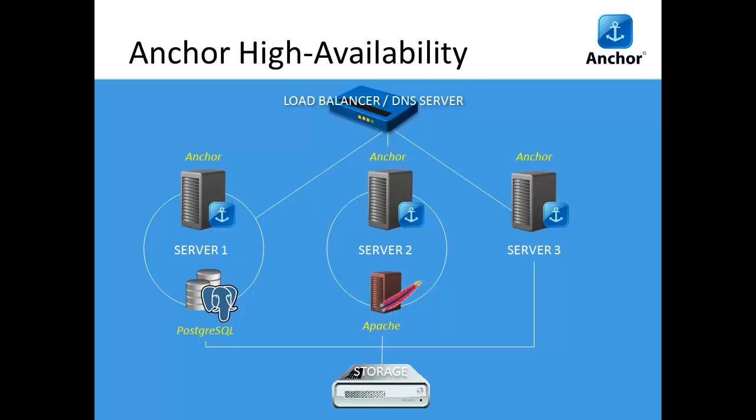For this demonstration, we'll be setting up 3 Anchor servers. We're going to begin by installing Anchor and PostgreSQL on server 1, Anchor and Apache on server 2, and just Anchor on server 3. Then we're going to map the storage to each of these machines, and we'll talk about the load balancer or DNS server mappings that are required.